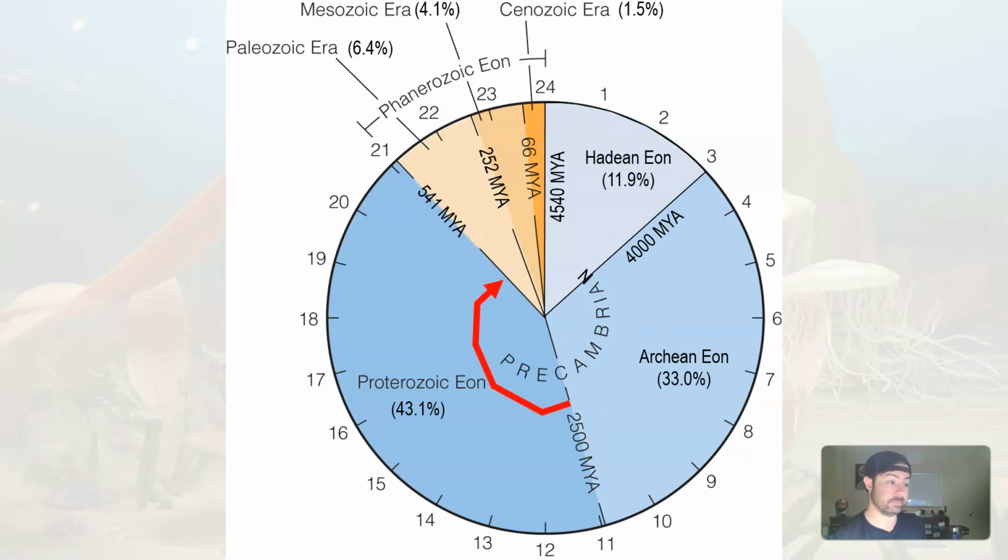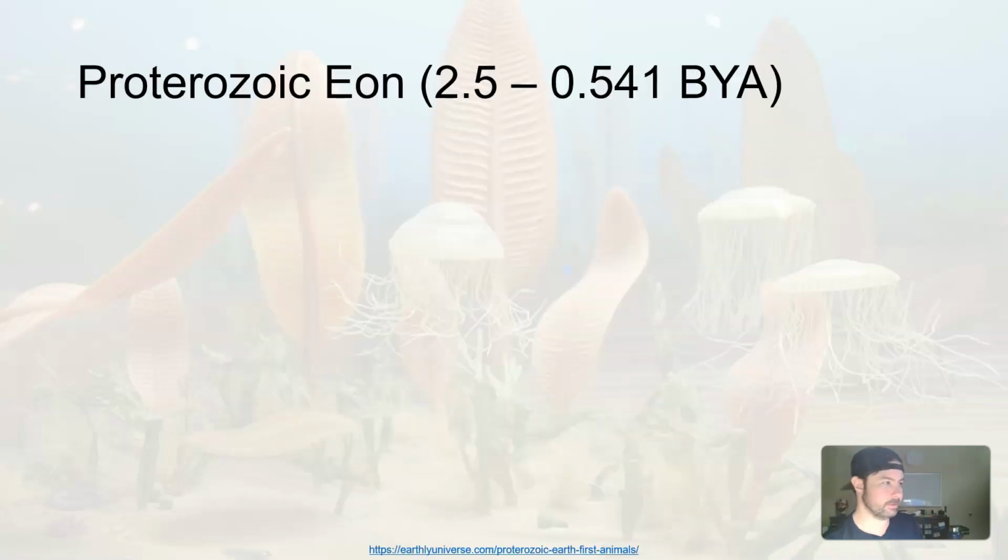So we're going to cover almost 2 billion years worth of information, which covers 43.1% of Earth's history. But again, the older we go back, the less evidence, rocks, fossils, etc. So we should be able to get it done in one unit.